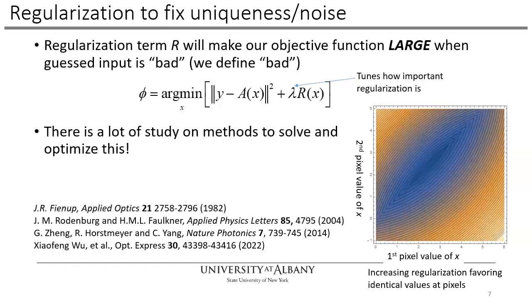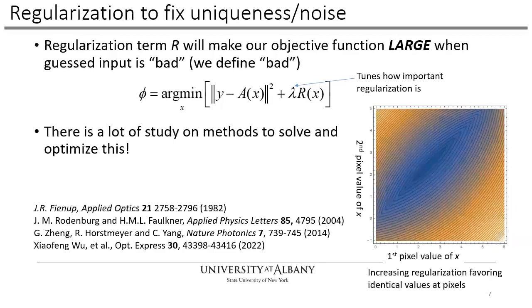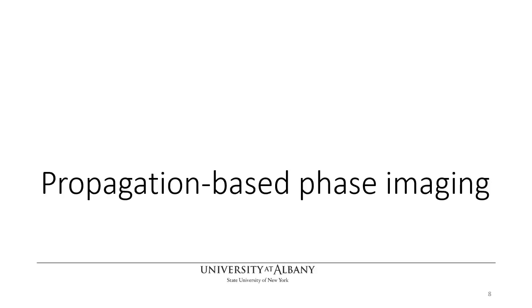So there's a lot of study on methods to do this in an optimal way. How do you pick lambda? How do you pick regularizers to do this? How do you make it all computationally efficient? I'm not going to go too much deeper into that in what I'm going to talk about today, but that sets the groundwork. And I'll talk about regularization later on with how we handle noise in our systems. So that's computational imaging broadly.